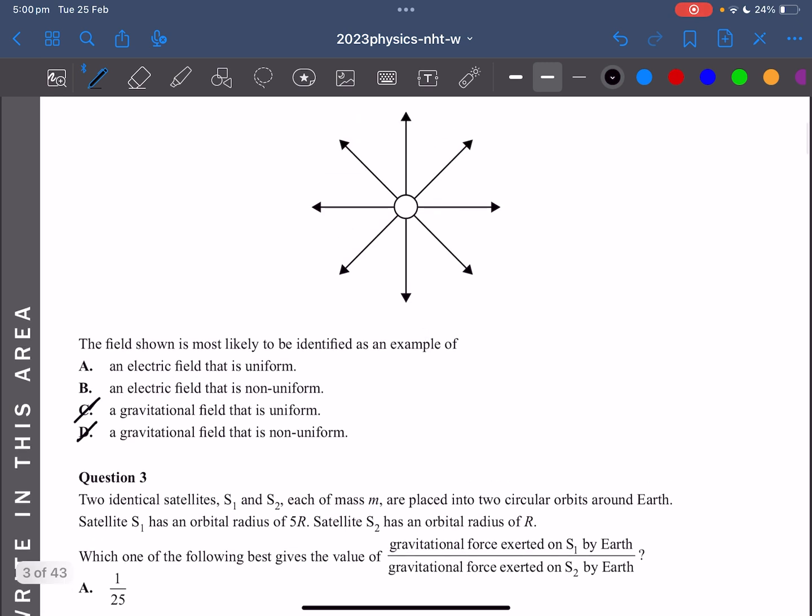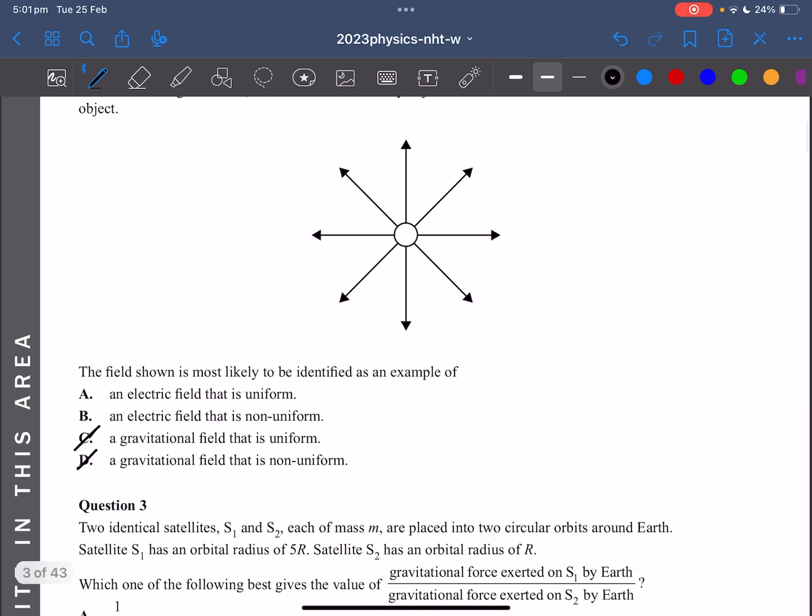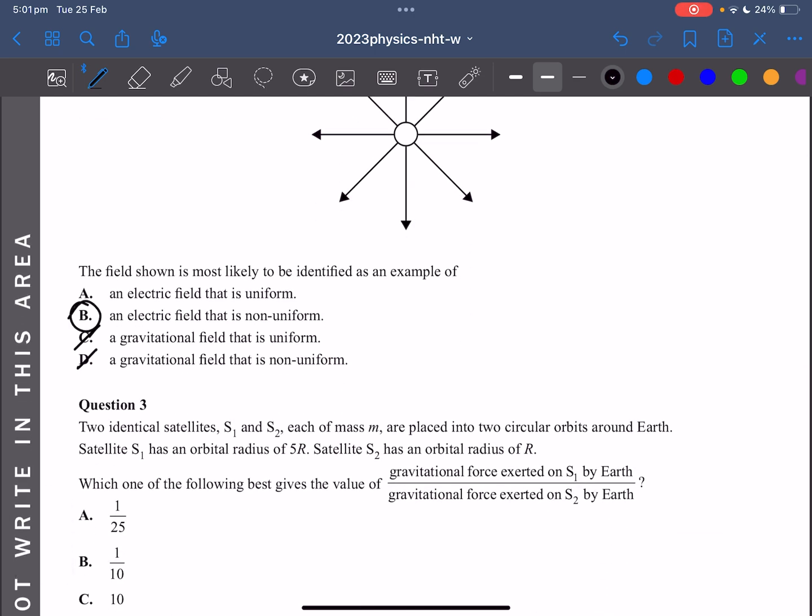A simple example can be taken here. Let's say there is an object here and an object here, which one would face more attraction or repulsion, depending on the polarity? Obviously, it's going to be this one, right? Why? Because it's closer to the center. So of course it's going to be non-uniform. So that's going to be option B.